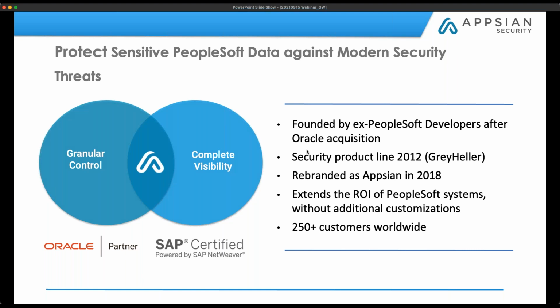We were founded by ex-PeopleSoft developers after the Oracle acquisition. The security product line has been around since 2012. Some of you may know us from an older name, Gray Heller. We rebranded as Appsian in 2018, and really what we do is leverage ERP systems to extend the ROI within those systems, without having to implement additional customizations and increase the costs. We have over 250 customers worldwide.